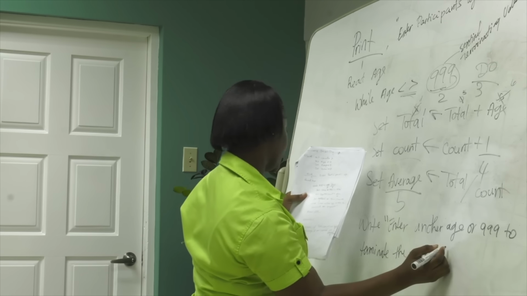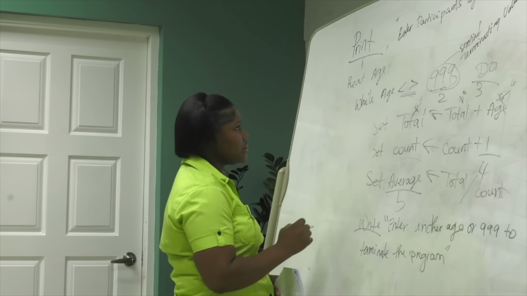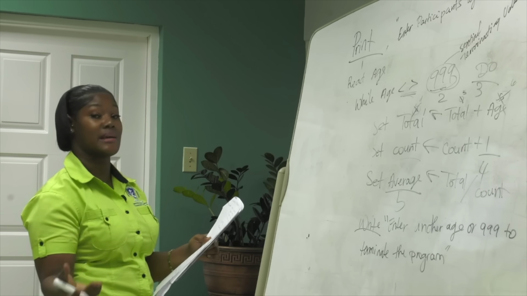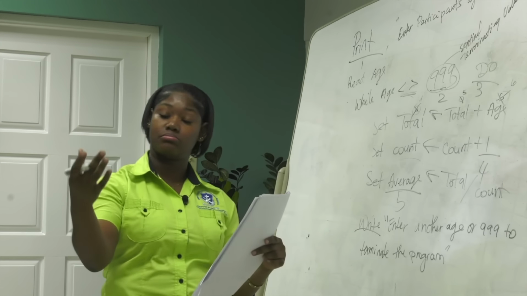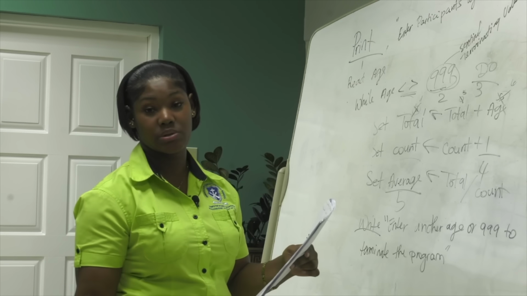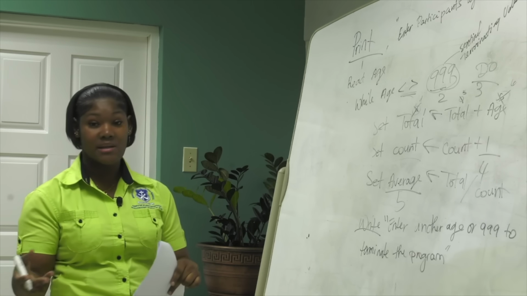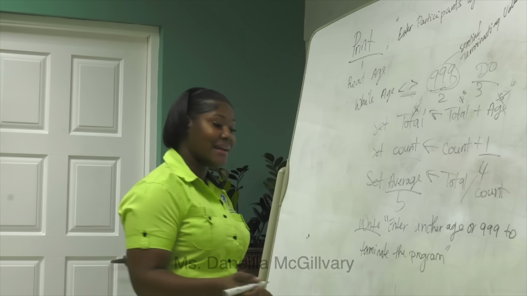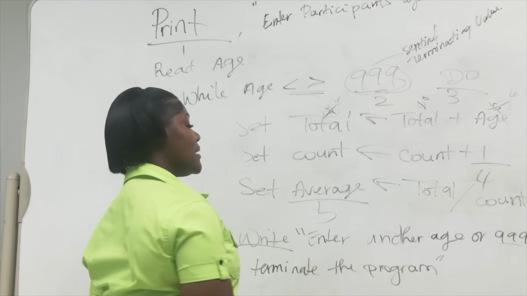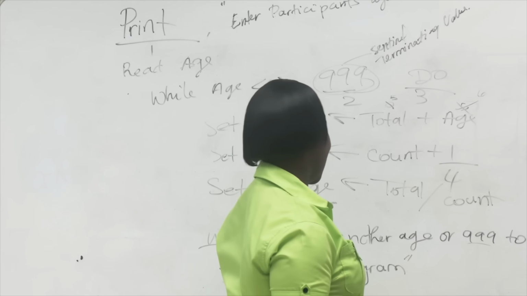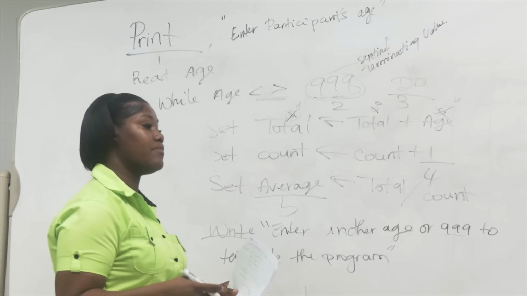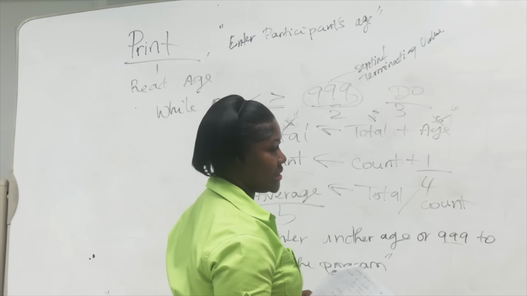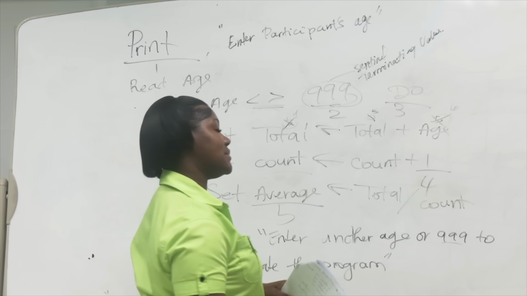I know you're looking and saying, why do we have write down here, and up here we have print? It's the same thing, right? It means the same thing. They're both keywords that represent output, just like read and accept are both keywords that represent input. So we have write, enter the age, or 999 to terminate the program. Informing the person that they can enter 999 to terminate the program makes your program more user friendly, right? Because the person does not need to guess what they need to enter to stop the program. It was clearly outlined in the prompt.